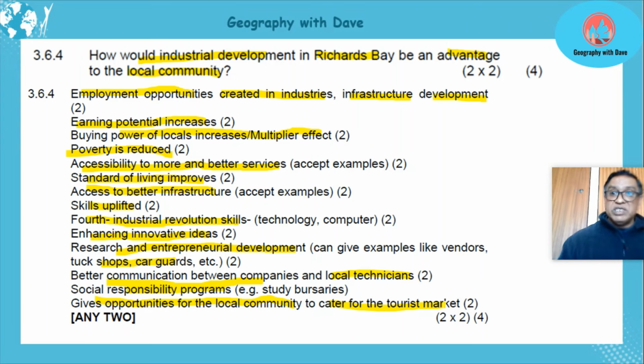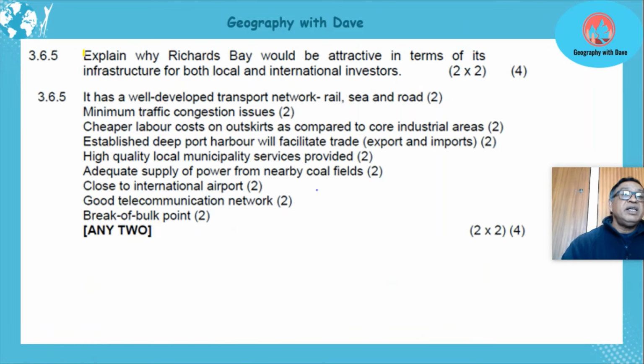All right, more tourism is happening now as more people are getting in. You understand? So tourism is coming up. Okay, and local people are using this to open businesses and make money. All right, let's go to the last one. Explain why Richards Bay would be attractive in terms of its infrastructure for both local and international investors. Why would this place be attractive for local businesses, people within the area and the country that want to invest there? And why would international investors from other countries invest?